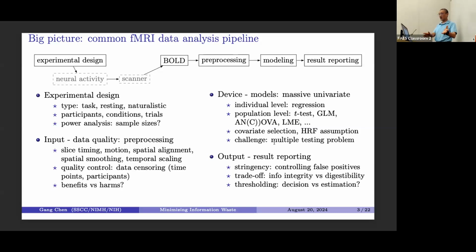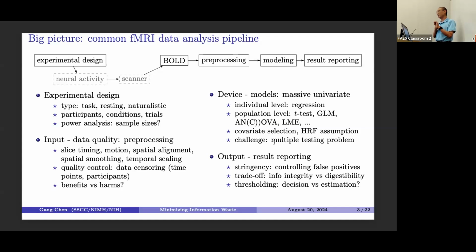So once we have the results at the group level, how do we report? Because of the multiple comparison problem, this is like the end product of the machine, right? So people say we need quality control. How do we control in this case? We need to make the results stringent. How to make it stringent?